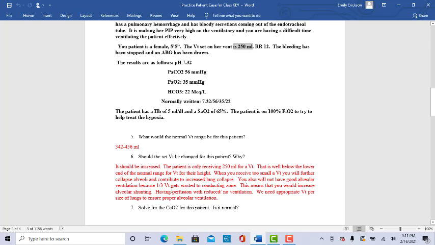When you have a patient that's receiving too small a tidal volume, you're going to further collapse their alveoli because you're not going to be properly inflating them. So you're going to contribute to increased lung collapse. You also are not going to have good alveolar ventilation.